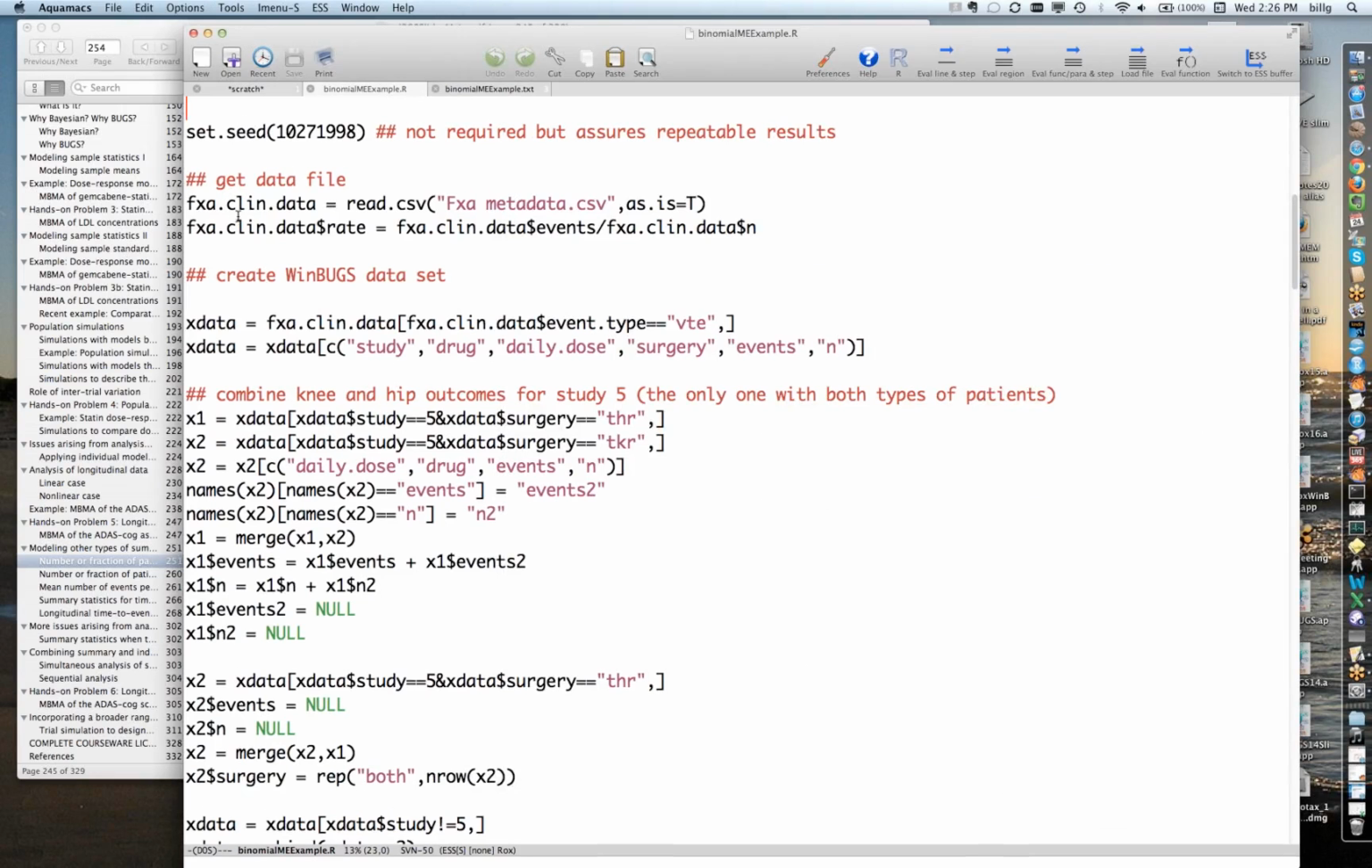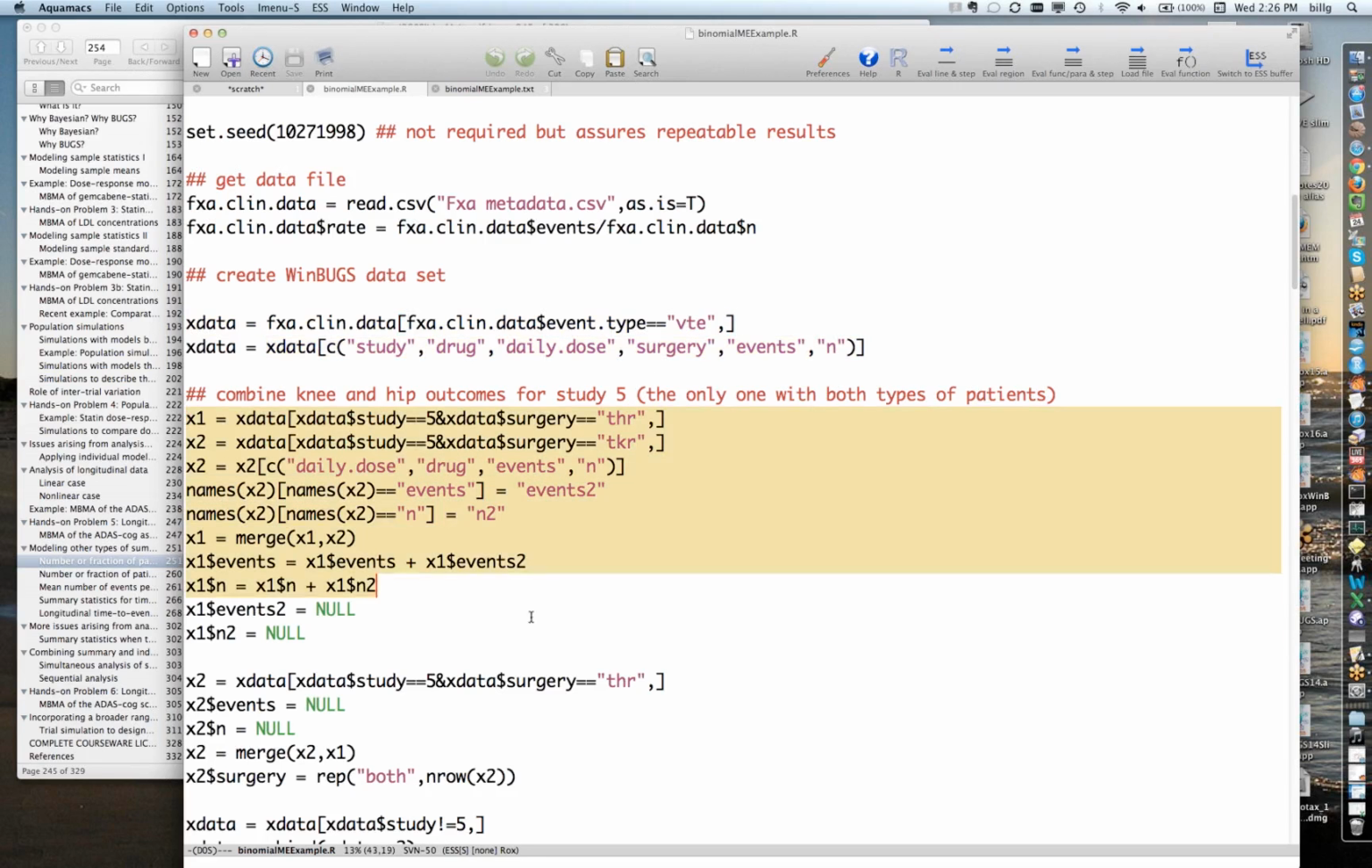Okay, but anyway, you can see this is being pulled in. This statement is just used to calculate the fraction of patients that experience an event, which actually isn't used in the model, but is used for some of the plots in here. Let's see, we're creating the WinBUGS data set. Here it's just picking out only the VTE events, as well as only a subset of the columns that we might use in the model.